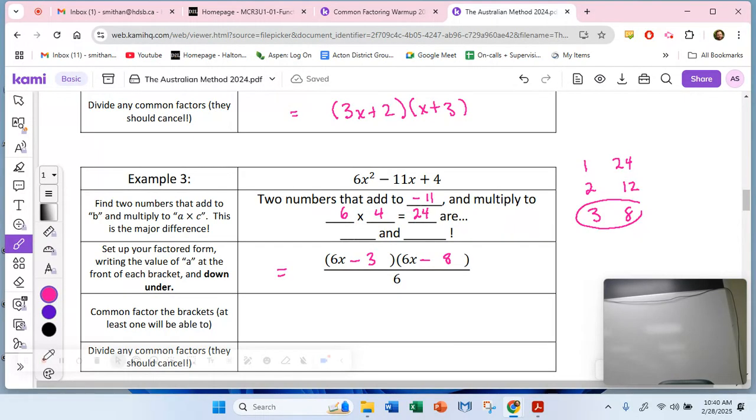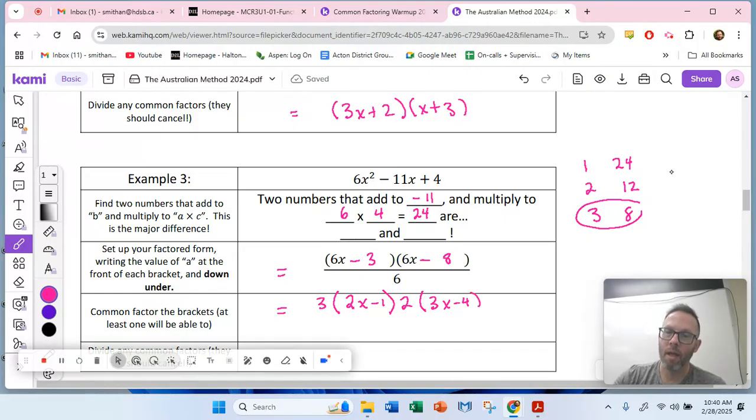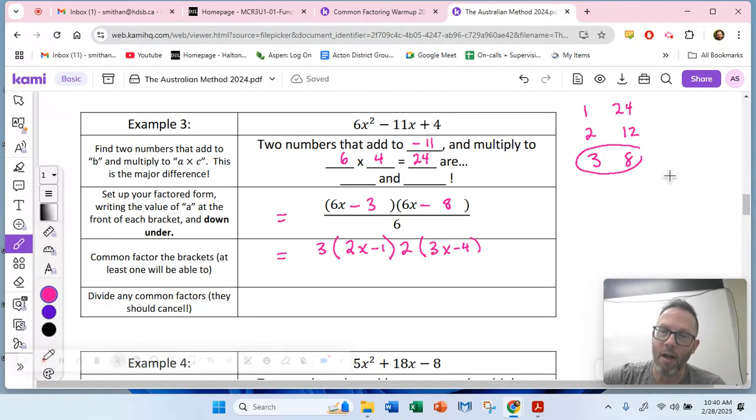Gordon, what can you divide from this one? 3. We can divide a 3 from this one and a 2 from this one. Let's do that and then see what happens. So 6x minus 3, we recognize, hey, I can divide out a 3 from both of those numbers. I'm left with 2x minus 1. From 6 and 8, I can divide a 2 from those, and we're left with 3x minus 4. And we still have our 6 down under.